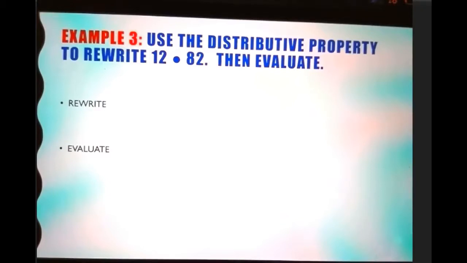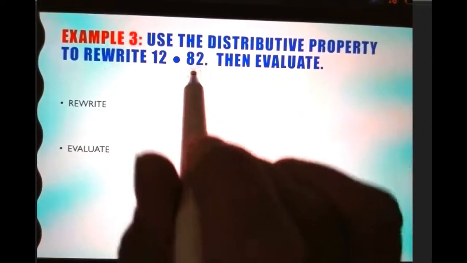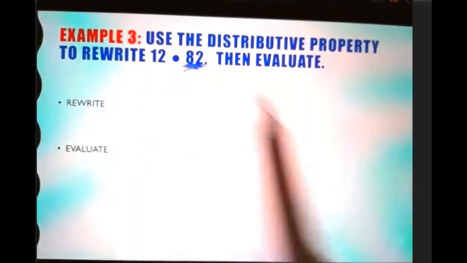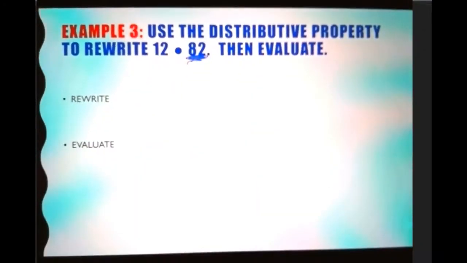All right, so this is a little bit different because this time it's set up as a multiplication, but the idea would be to do this without a calculator. So if we're going to rewrite using the distributive property without a calculator, we're going to change the big number to be 2 smaller, like one big and one small number.